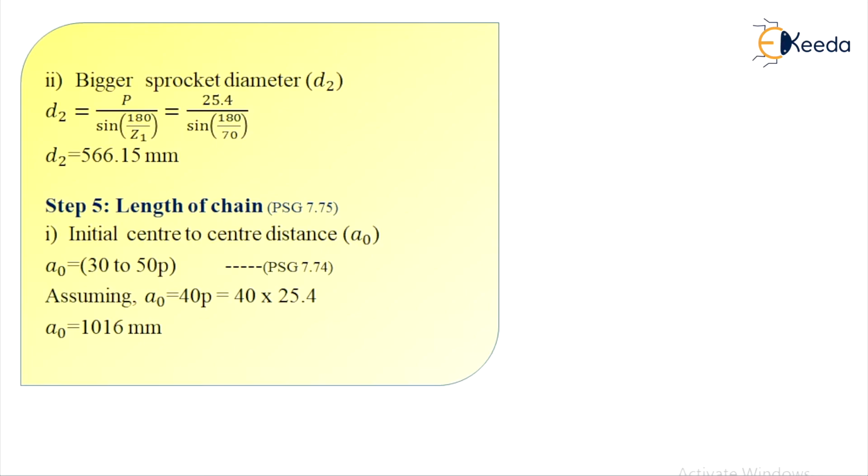Next step is to find the length of chain. So the formula is A0 is equal to 30 to 50 times P. This we have taken from PSG 7.74, where A0 represents the initial center to center distance. Assuming A0 as 40P, we calculate 40 into 25.4. The answer is A0 is equal to 1016 mm.